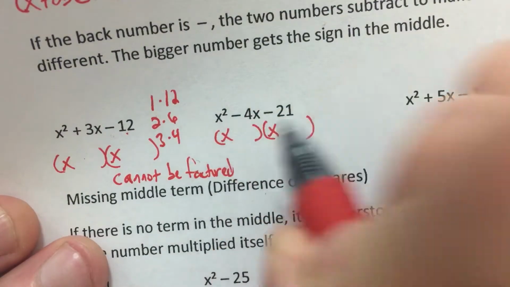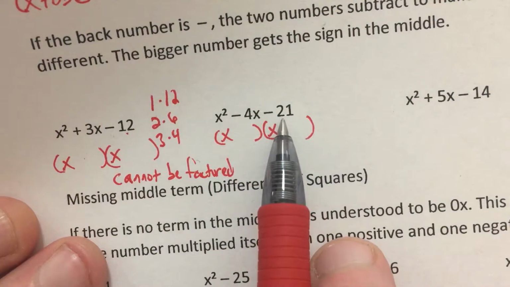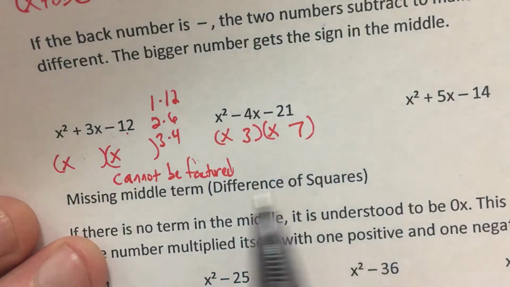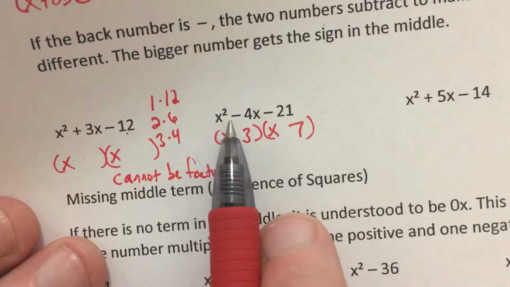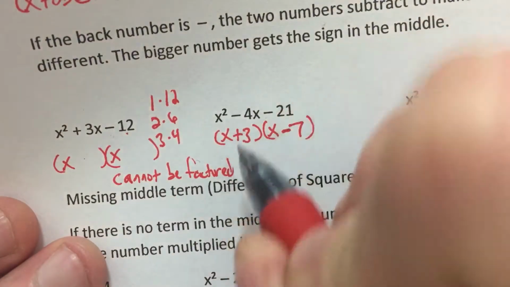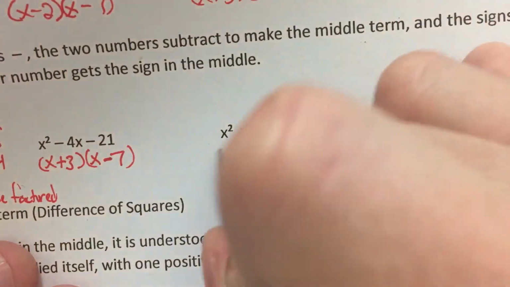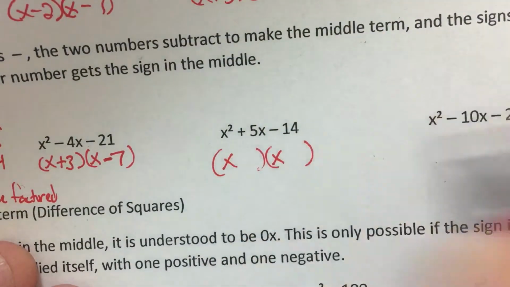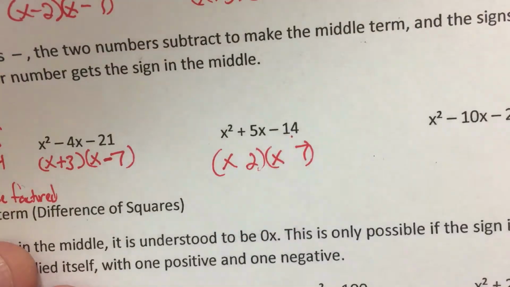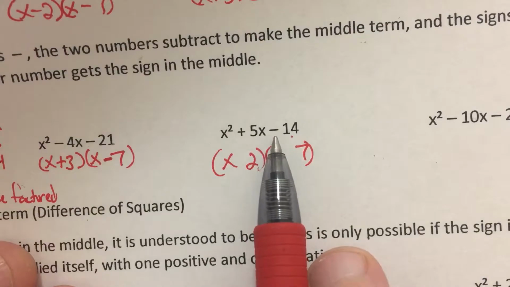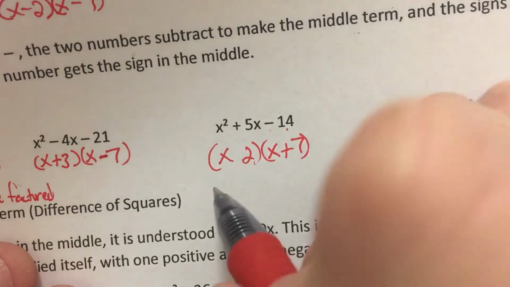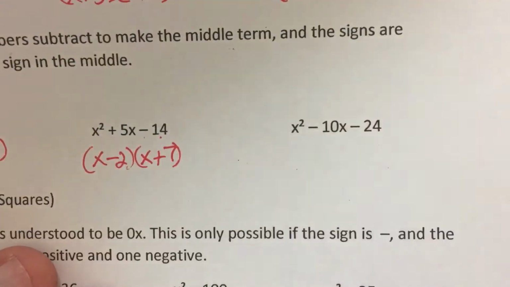We've got X and X. Two numbers that multiply to make 21 and will subtract to make 4 would be 3 and 7. Signs have to be different. So the big number is going to be negative. 7's bigger than 3. It'll be negative. And the small number will be positive. Next one. Two numbers that multiply to make 14 and subtract to make 5 are 2 and 7. Different signs. Big number is going to be positive. That would be the 7 in this case. The small number will be negative.